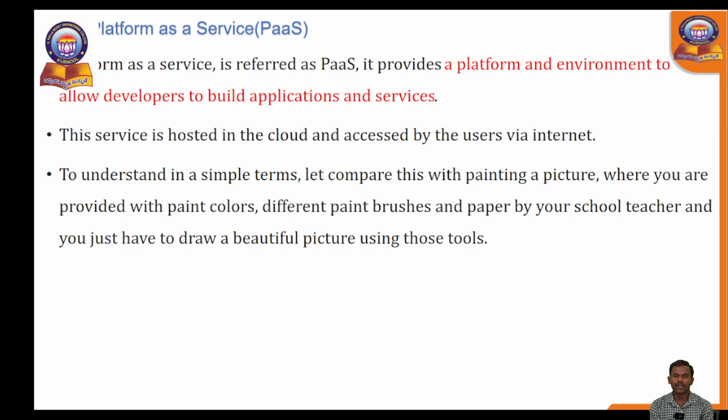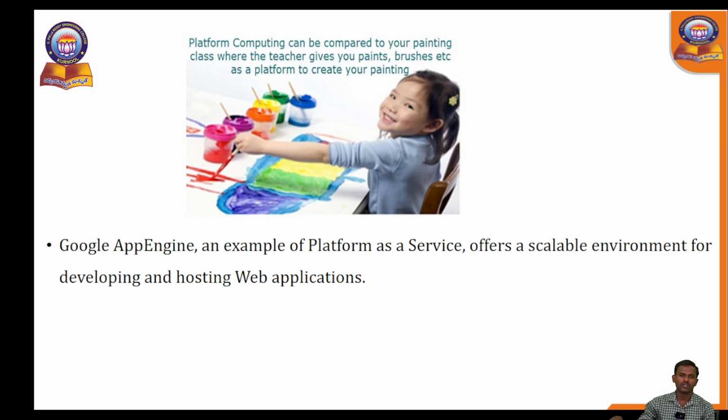In order to paint a picture, your school teacher provides a good platform with paint colors, different paint brushes and paper, and we just draw a picture. In this diagram, to this child we are providing a good platform in a school by giving the paint brushes and paper. This platform is provided to the child for drawing a good picture.